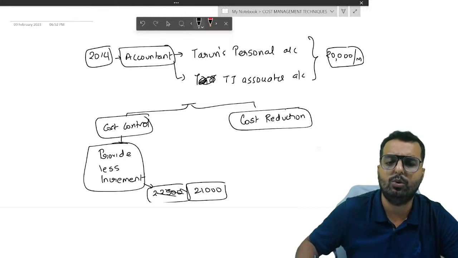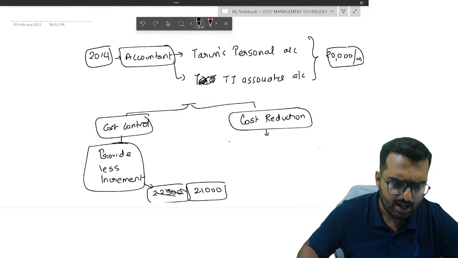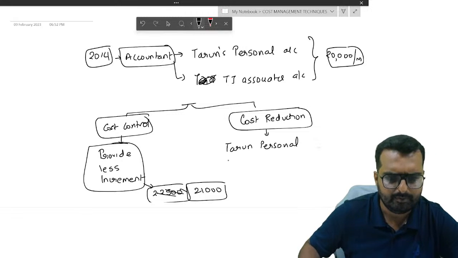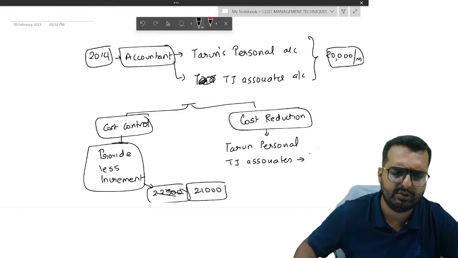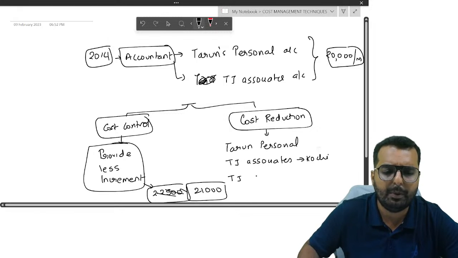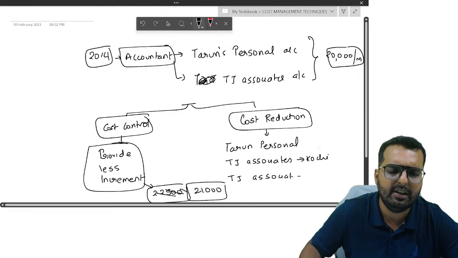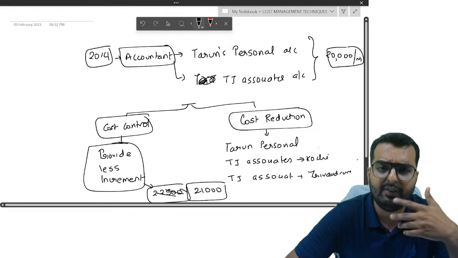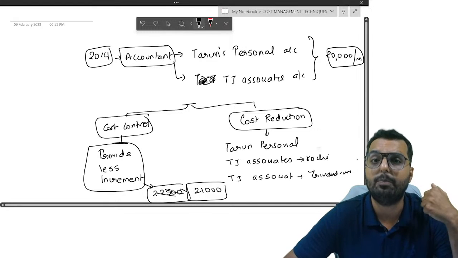reduction. How I can do cost reduction is, okay, already Tarun's personal account, the accountant is maintaining. He is maintaining the accounts of TJ Associates. Let us assume TJ Associates is put up at Kochi. Now what I will do is, Tarun will open another branch of TJ Associates in, let us say, Trivandrum. Now what has happened? The same accountant who is more experienced, he will have to handle three particular portfolios.